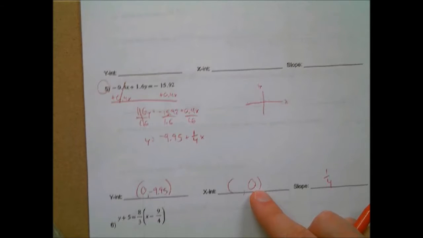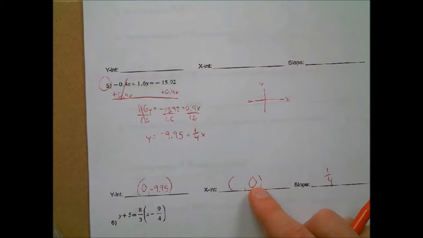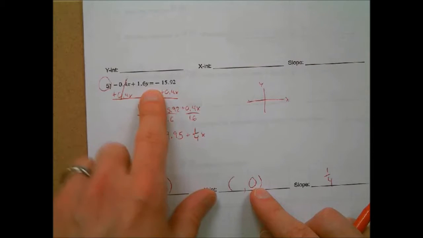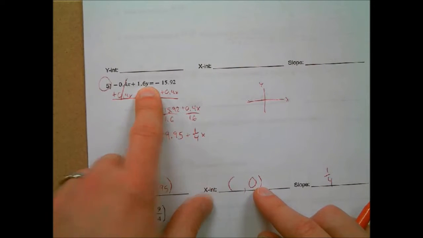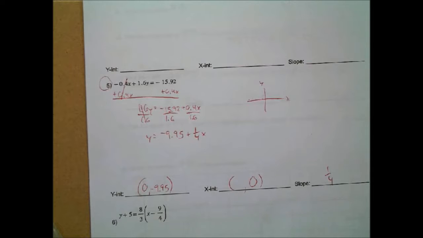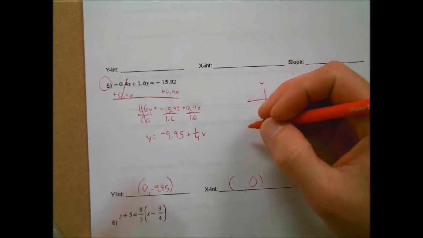Well, what coordinate is it? Is it an x-coordinate or a y-coordinate? It's a y-coordinate, so it can go in for what variable? The y. Exactly right. Put the 0 in for the y here, or you can put 0 in for the y here. It's your choice.